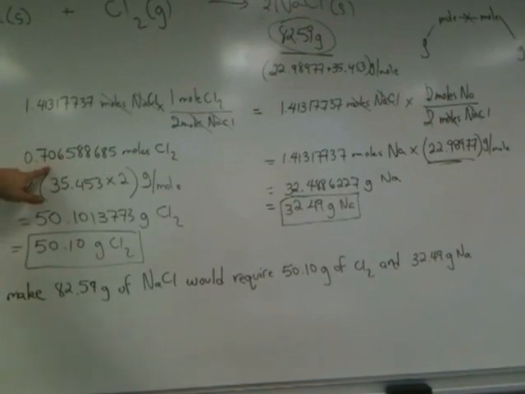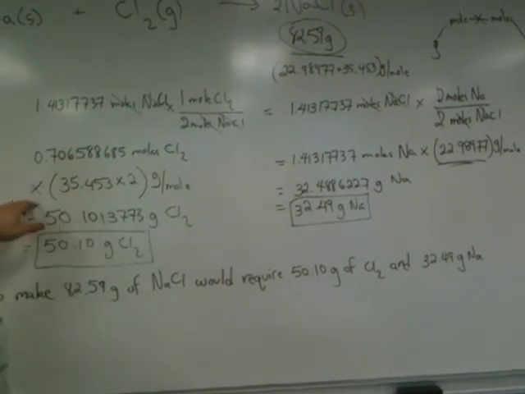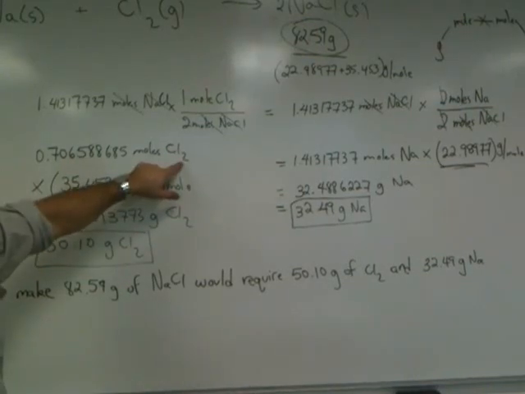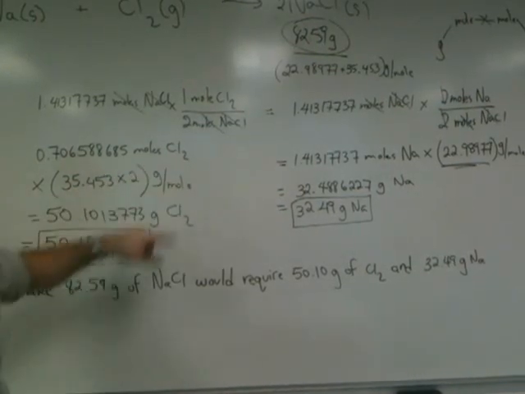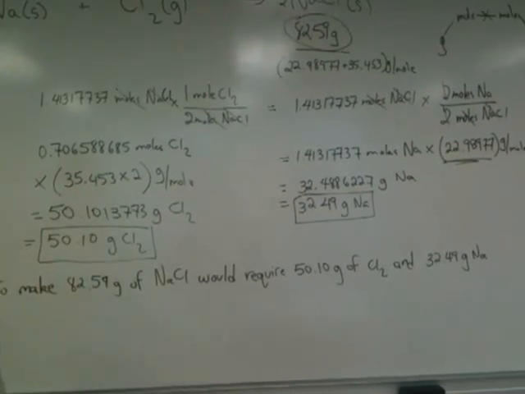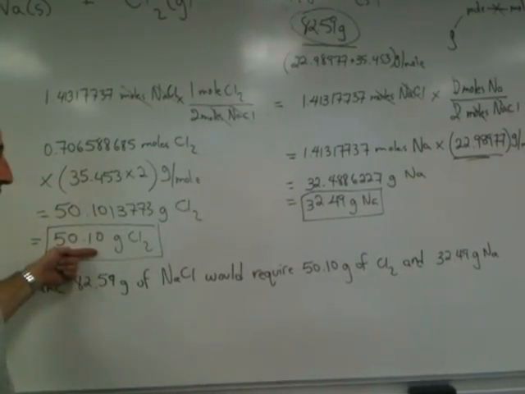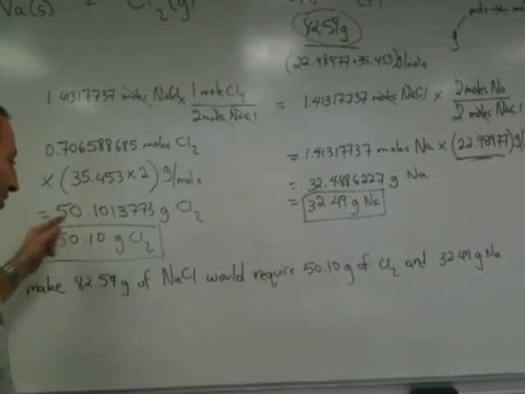divided by 2 to get 0.706 moles of chlorine. We then multiply by the molar mass of chlorine, multiply by 2, recalling that chlorine is a diatomic gas. And it gives us 50.101 grams of chlorine gas. We then report it to 2 decimal places, 4 significant figures.